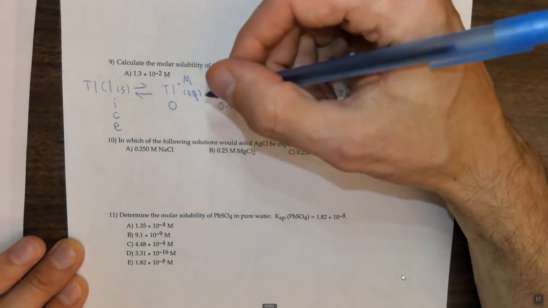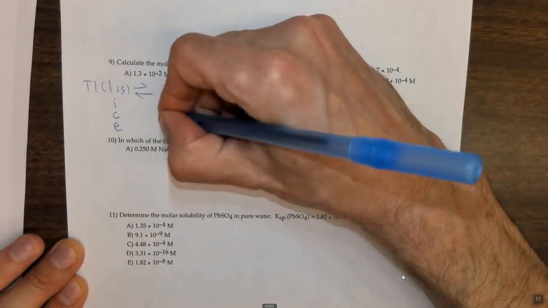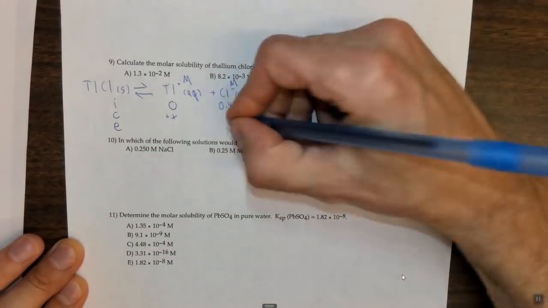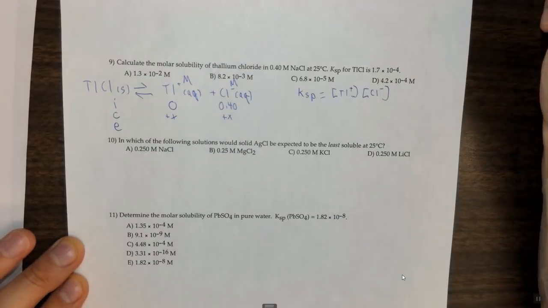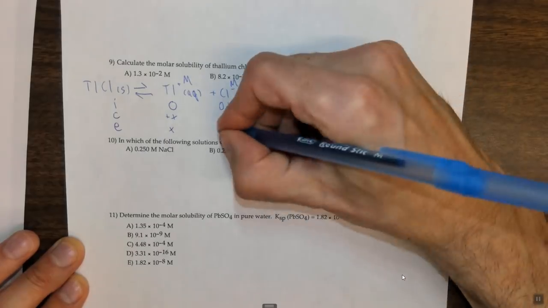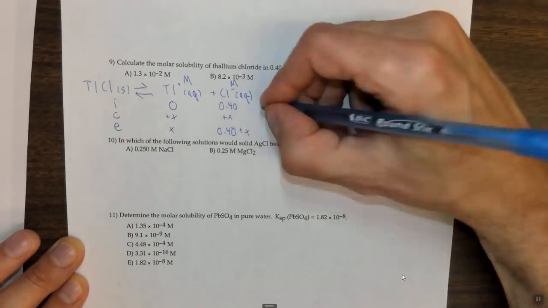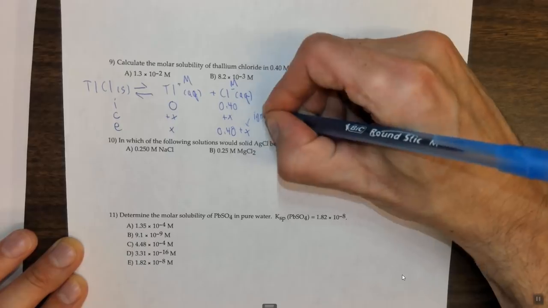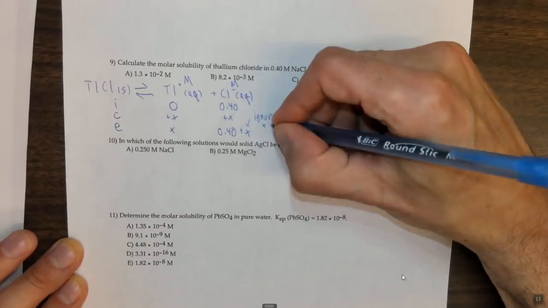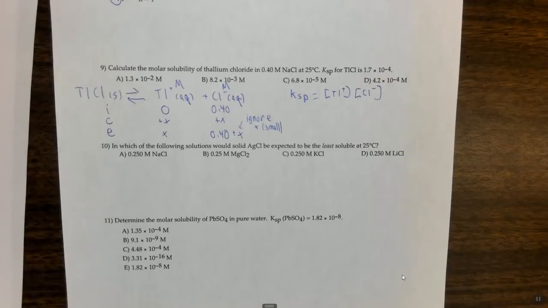How much is there going to be a change? Well, we're going to add X amount of thallium, and we're going to add X amount of chloride. So at equilibrium, we'll have X thallium, which will give us the molar solubility, and for chloride, we'll have 0.40 plus X. But here, what we're going to do, we're going to ignore X because it's small relative to 0.4 molar. So we're going to go ahead and ignore the X.